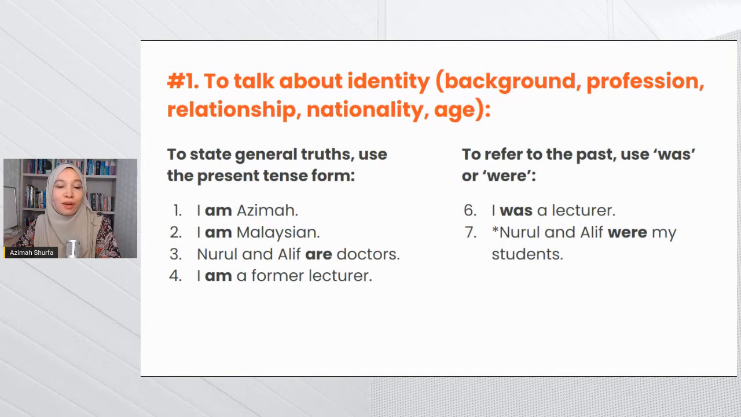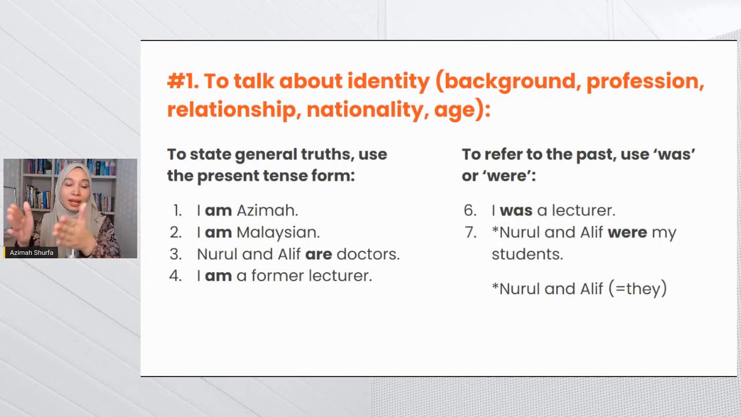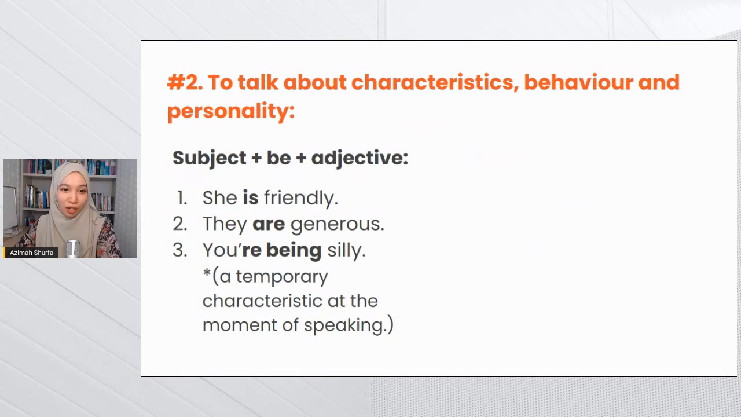Nurul and Alif were my students. So sorry about the numbering there. So why do we use were for Nurul and Alif? Because there are more than one subject there. So Nurul and Alif, they. So it's plural. So you have to use were. Okay? Clear, everybody? Okay. Moving on.